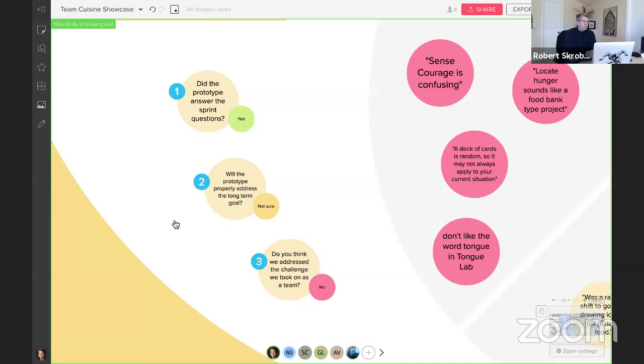So if I'm looking at the mural board now, and I'm assuming this came from the group, is that the prototype you did, the presentation, as well as the images, it met the sprint questions that you originally set out. For the prototype, in terms of addressing the long-term goal, maybe you're not quite as confident as you were with the sprint questions. But in terms of whether you addressed the challenge you took on as a team, there was a no.